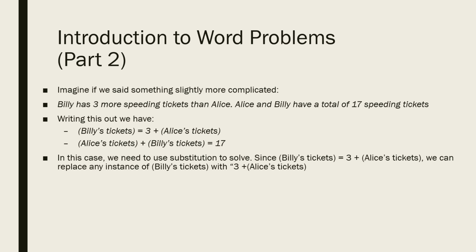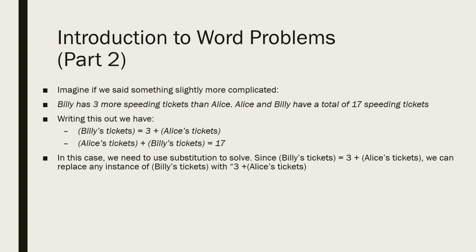In this case, we can't just say, oh, we can just do a replacement with 4 or whatever. And we actually have to use the same kind of idea of substitution to solve. But now we're not substituting a number, we're substituting something slightly more complicated. So we know that Billy's tickets is the same thing as 3 plus Alice's tickets. That's the first equation we have.